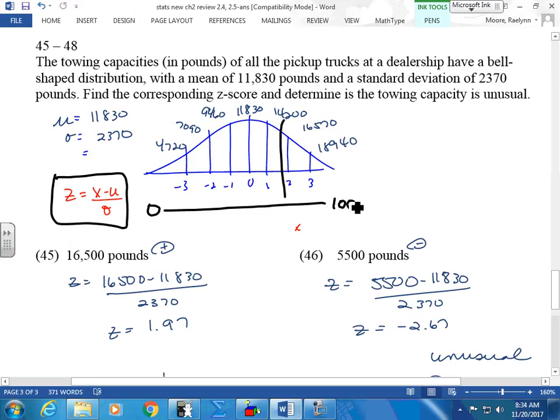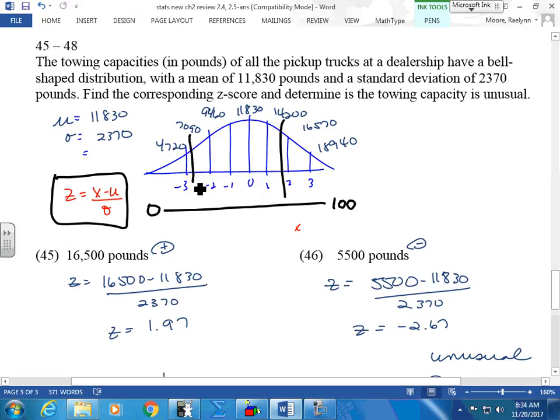So am I ranked pretty high if I'm at 16,500? Yeah, I'm pretty high up there, right? These are towing capacities. I'm a pretty good tower. I can come and tow anything that you need me to tow away because I'm pretty high ranked up here, right? So I would look this up in my z-score and I would see what percentile I am at. I can move big loads here. This guy, on the other hand, can't move too many big loads. He's way down here somewhere.